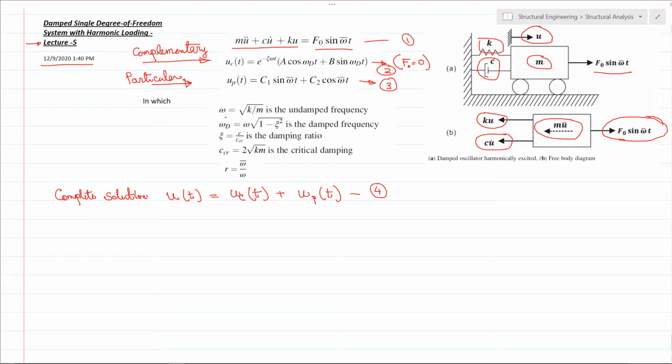And from our previous definitions, we remember that omega was the undamped frequency of the system, which was equal to under root k over m. Omega d is the damped frequency, which is equals to omega into under root 1 minus xi squared, and xi is defined as C over C_R, where C_R is the critical damping, which is equals to 2 times under root k into m.